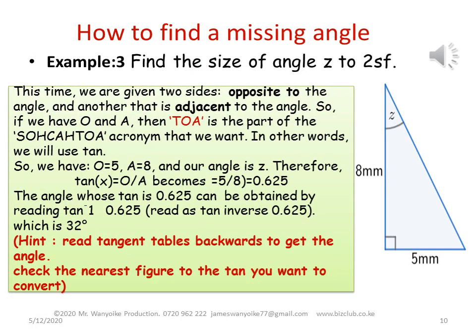We can have another example. The question is, find the size of angle Z in the triangle below. Now this time we are given two sides, that is 8 millimeters and 5 millimeters. Angle Z is the angle in question, and it happens that angle Z is formed by the hypotenuse and the side that is 8 millimeters.